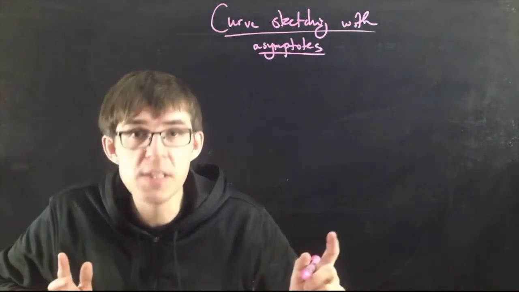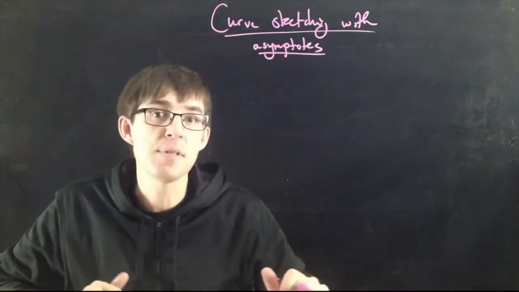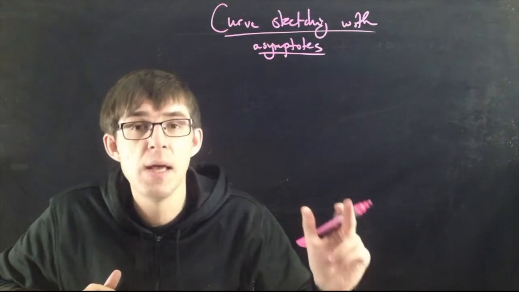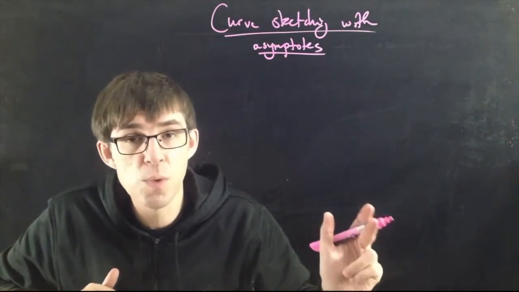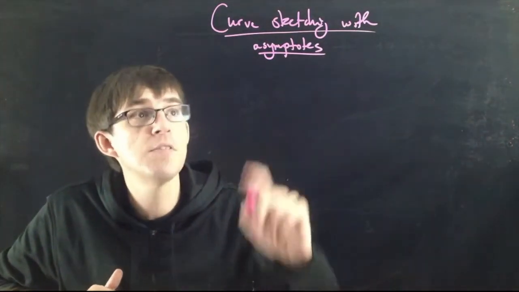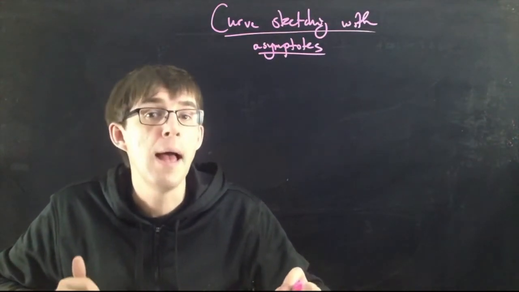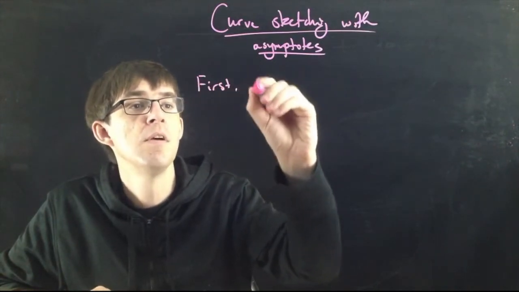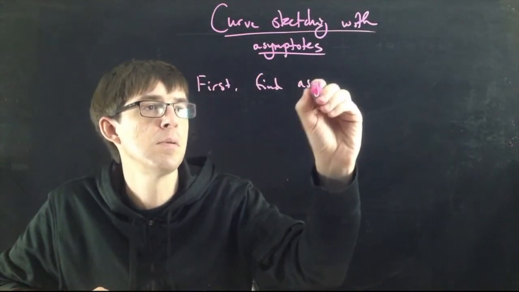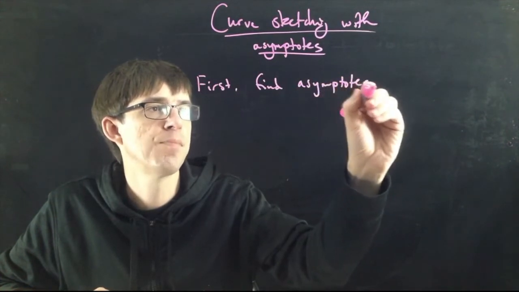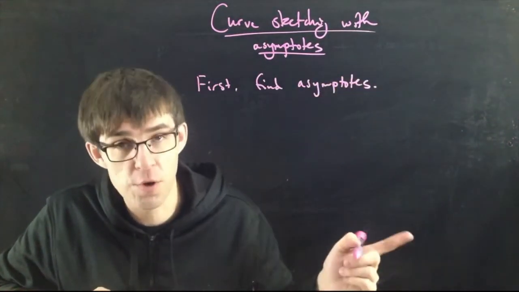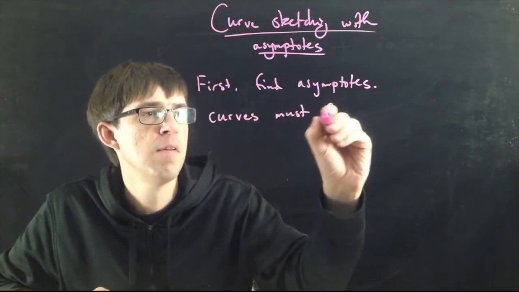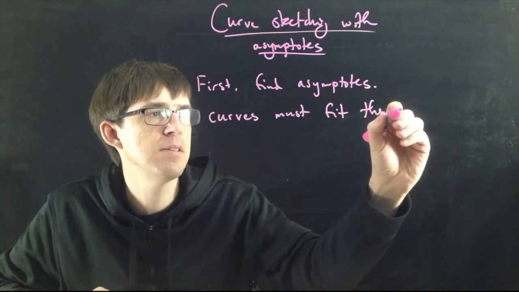The only extra business is, I gave you some steps last time. The steps were find the critical numbers, do the increasing, decreasing intervals, and then plot the critical numbers with their y values, and then connect the dots. Curve sketching with asymptotes is the same, only you can do this before you do anything else. I'll just say first, find the asymptotes. And then, when you draw the curves at the end, the curves must fit the asymptotes.